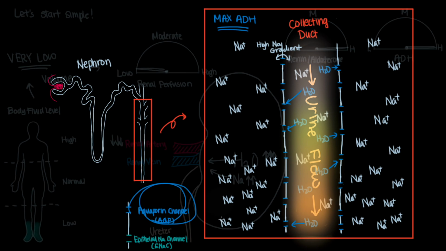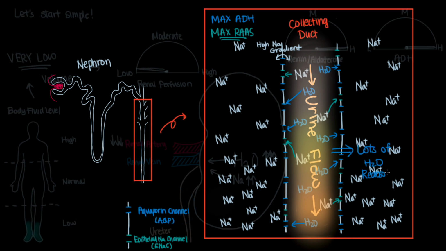Now, since we're working with an example of a volume deplete state, RAAS is also activated, which means that the epithelial sodium channels, or ENaC channels, are added to this picture and facilitate even more sodium to be reabsorbed so that the faucets have that extra boost of driving force for reabsorption of water. But again, the reabsorption is happening with a huge increase in water reabsorption and a modest increase in sodium reabsorption, which means that the net effect is that we're reabsorbing a hypotonic solution.